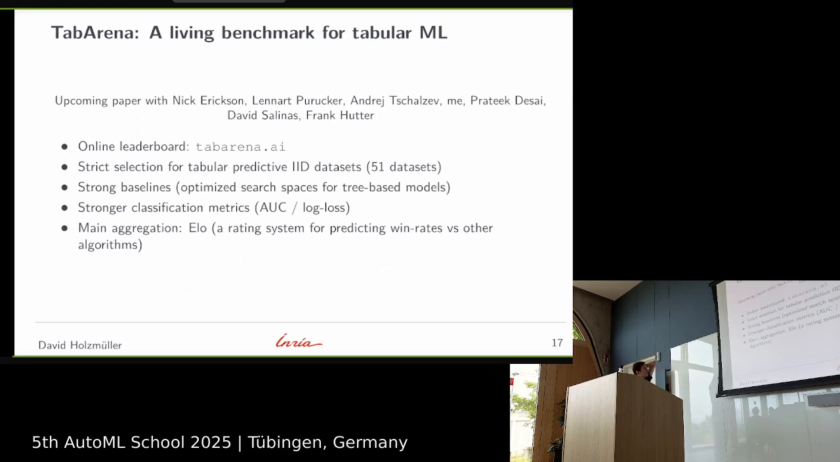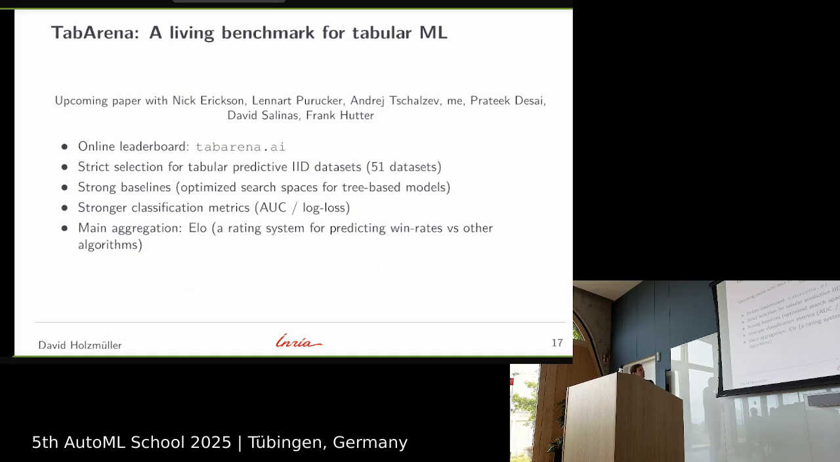And one of the main features of TabArena is that it is a living benchmark, so it's going to be updated, and it has an online leaderboard that you can submit your methods to, and hopefully that also eliminates problems with bad baselines, because you can just reuse our baselines, and our baselines are tuned based on a lot of experience. And when I talk about baselines, I mean boosted trees.